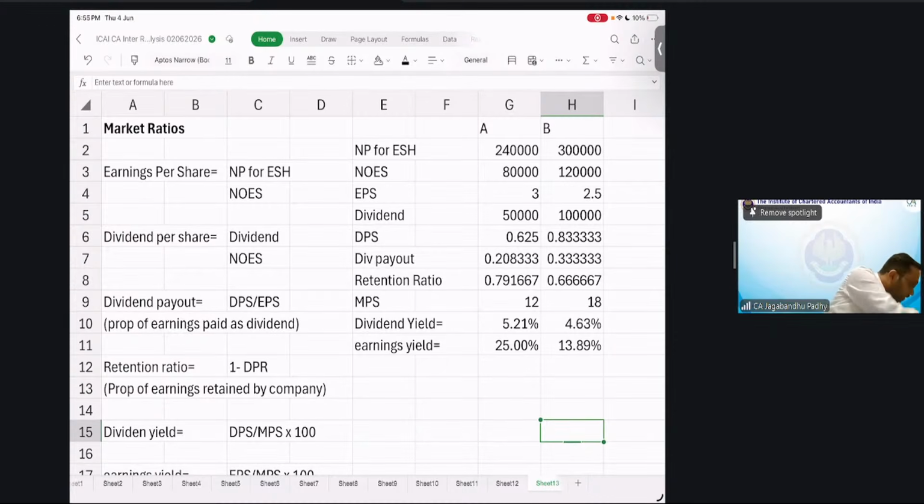Whereas when it comes to dividend payment, there also company A has given good dividend, but on a per share basis, you can say it's company B which has given better. But obviously, the share price of company B is also on a higher end. So when you ultimately boil down to the return percentage, that's going to be comparatively lower.